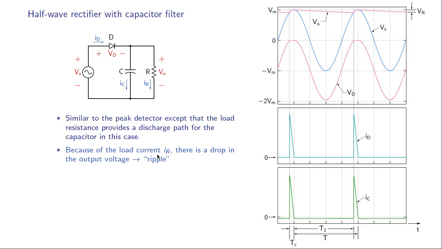So because of the load current IR, this current, there is a drop in the output voltage, and that drop is called the ripple, and it's denoted by VR, R standing for ripple voltage.